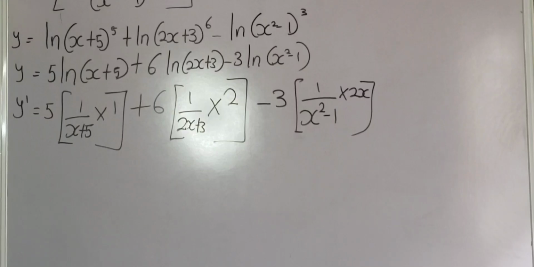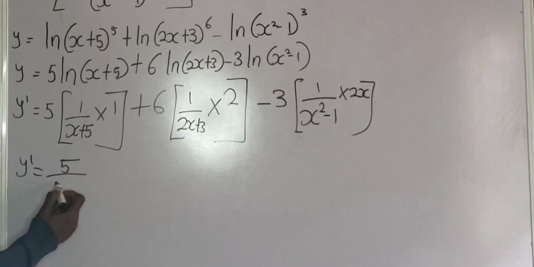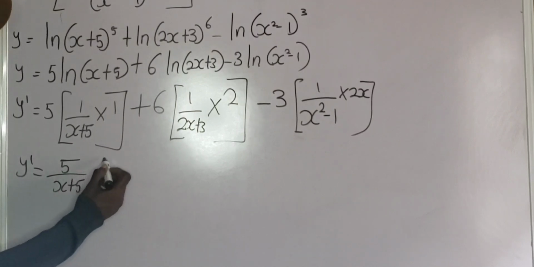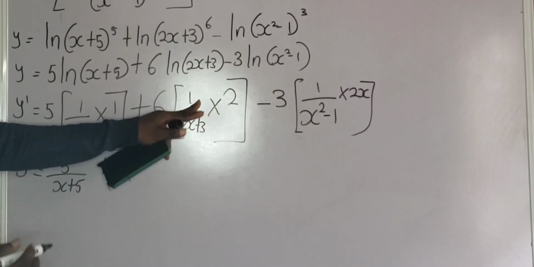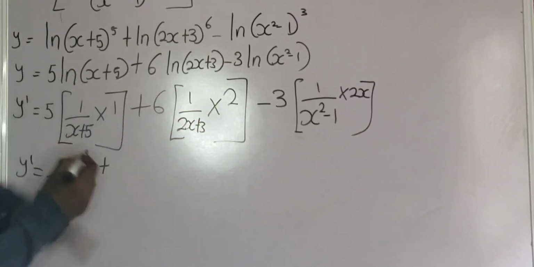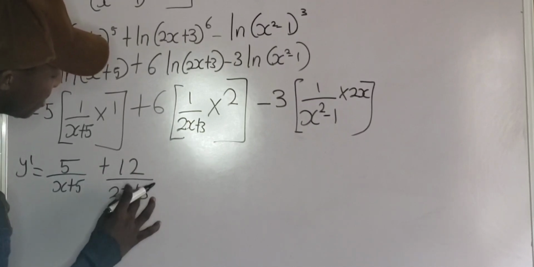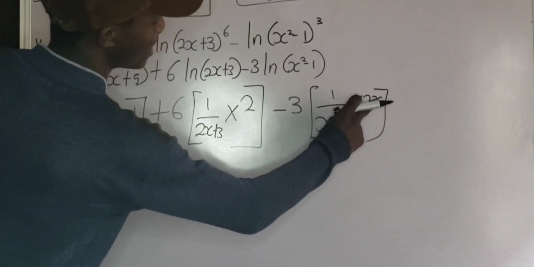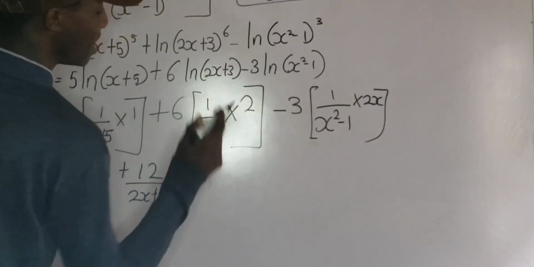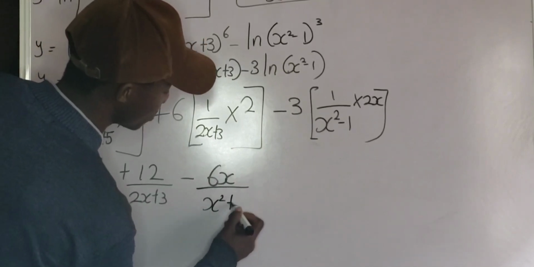Now, we have gotten to this point. What next? The derivative of y is equal to 5 all over (x plus 5) plus 2 multiplied by 1, that is 2. 2 multiplied by 6, that is 12. So I'm going to have plus 12 over (2x plus 3) minus 1 multiplied by 2x, that is 2x. 2x multiplied by 3, that is 6x. So I'm going to have 6x all over (x squared minus 1).